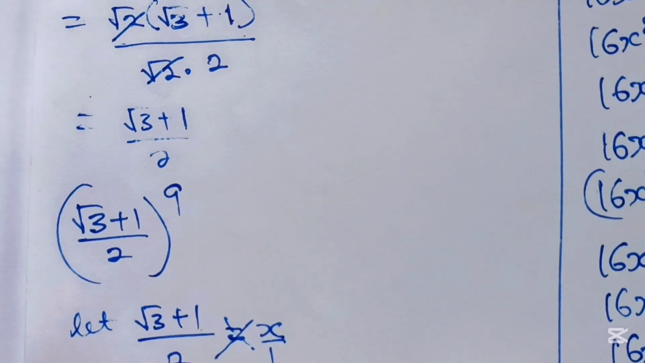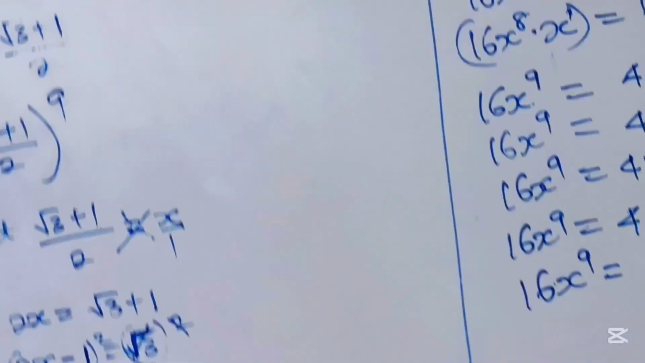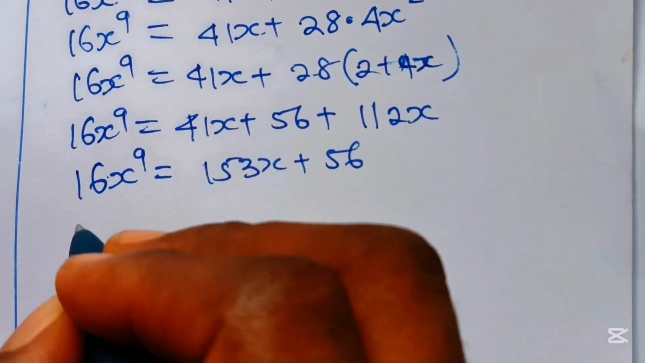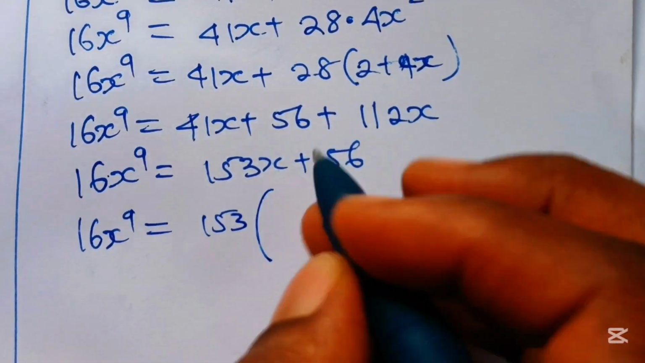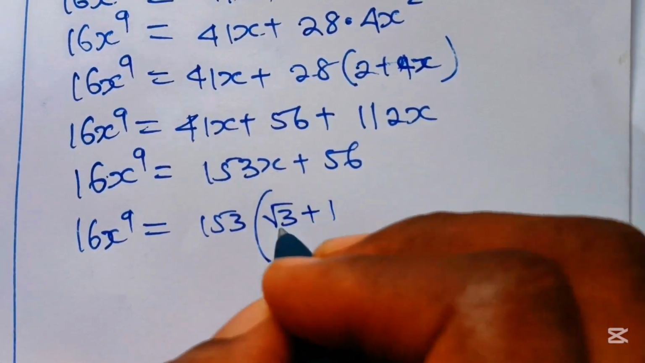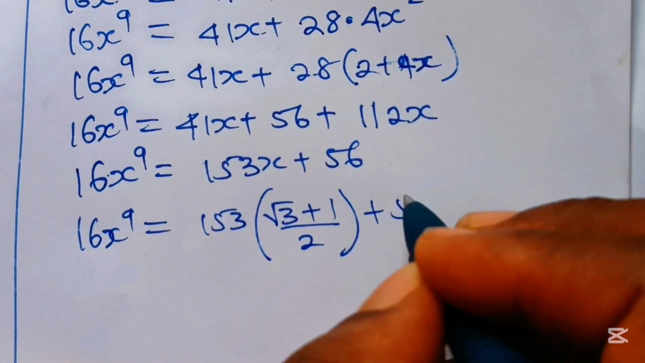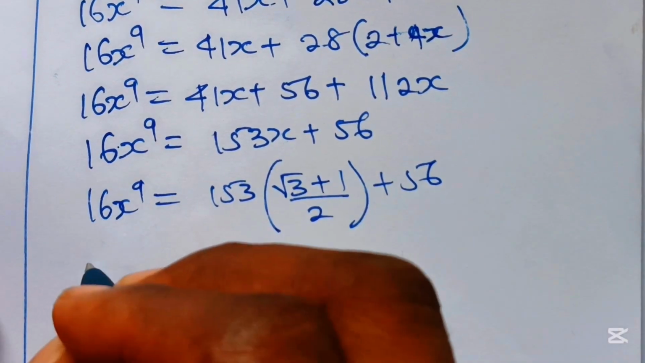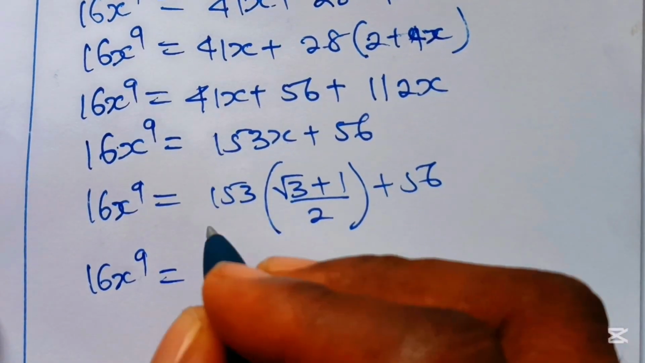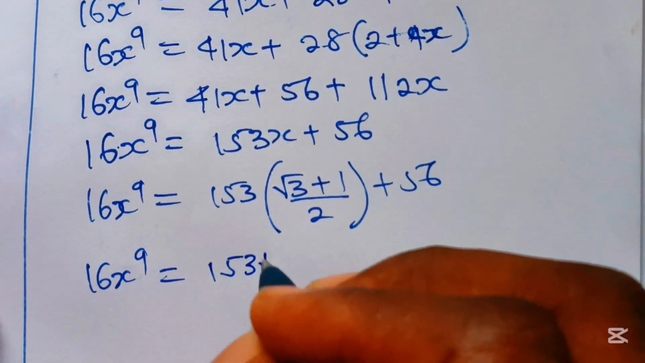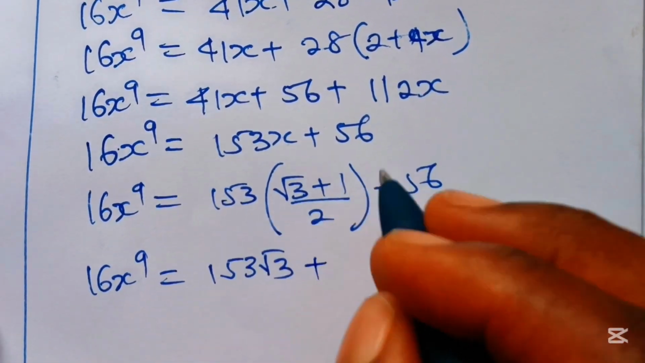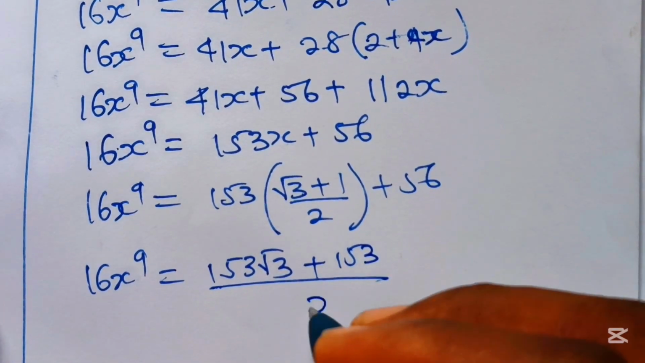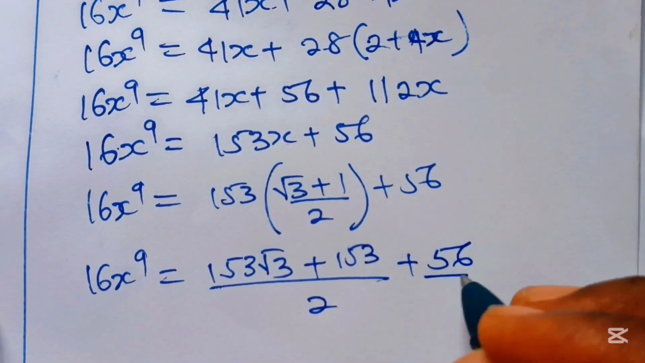Now, what is our x? Recall what we said. Let square root of 3 plus 1 over 2 be equal to x. So we are going to substitute it here. So we'll write 16x to the power of 9 is equal to 153 brackets square root of 3 plus 1 divided by 2 plus 56. Then we solve. So 16x to the power of 9 is equal to 153 root 3. I'm now opening the bracket. So this times this will give us this, plus this times 1 will give us 153. Everything divided by 2 plus 56 over 1.